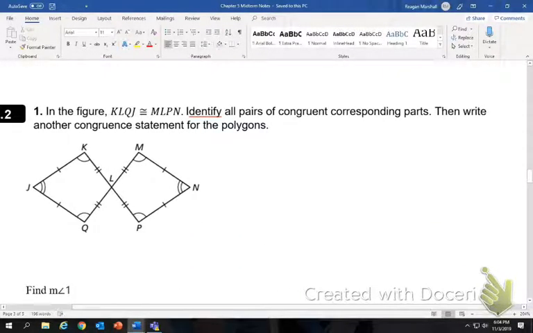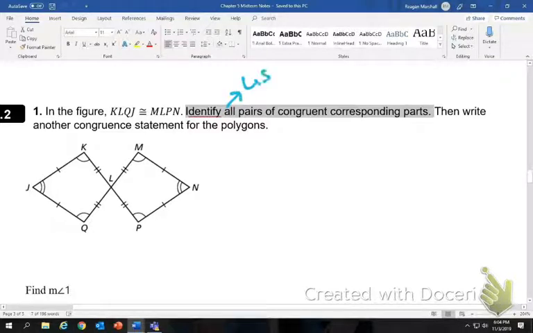In the figure, KLQJ is congruent to MLPN. Identify all pairs of corresponding congruent parts. So remember this part, when it says this, you're going to list the congruent angles and the congruent sides. Everything that you need to know about the figure is written right there in the congruent statement.